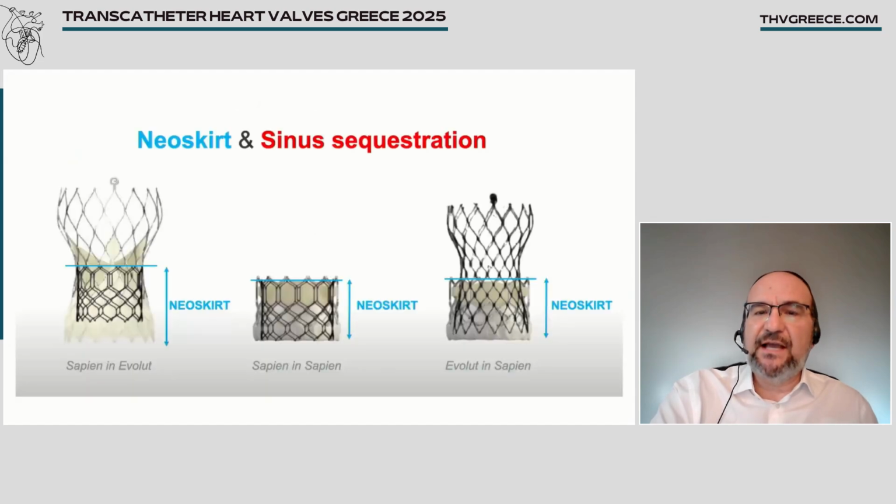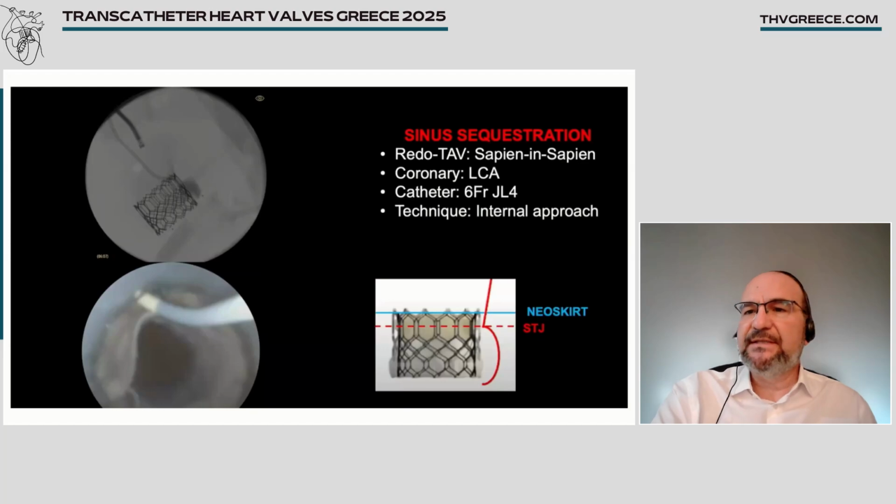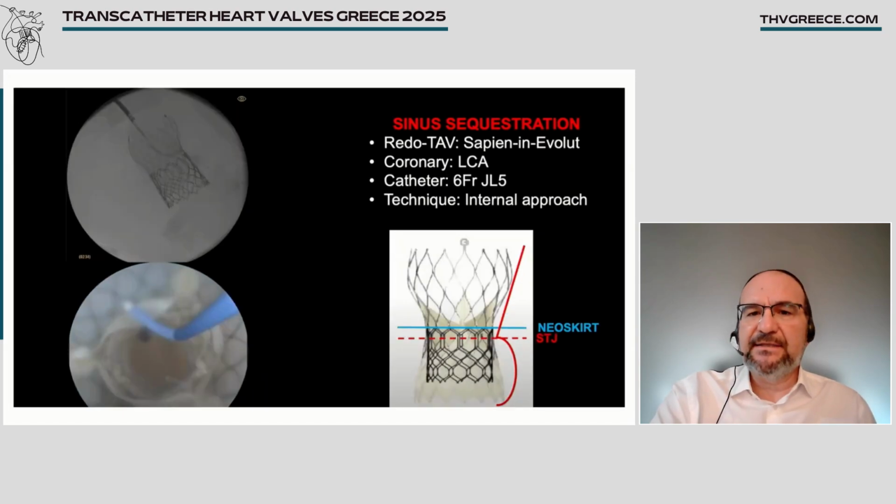Another term we need to know is sinus sequestration. What we mean by sinus sequestration is when the neo skirt is above the STJ and the VTA is less than 2; as we said before, we may have sinus sequestration and obstruction to the coronary flow. You can see here an example when we do a short TAVI in a second short TAVI. And here again, sinus sequestration when we perform a second balloon-expandable in a first tall TAVI.